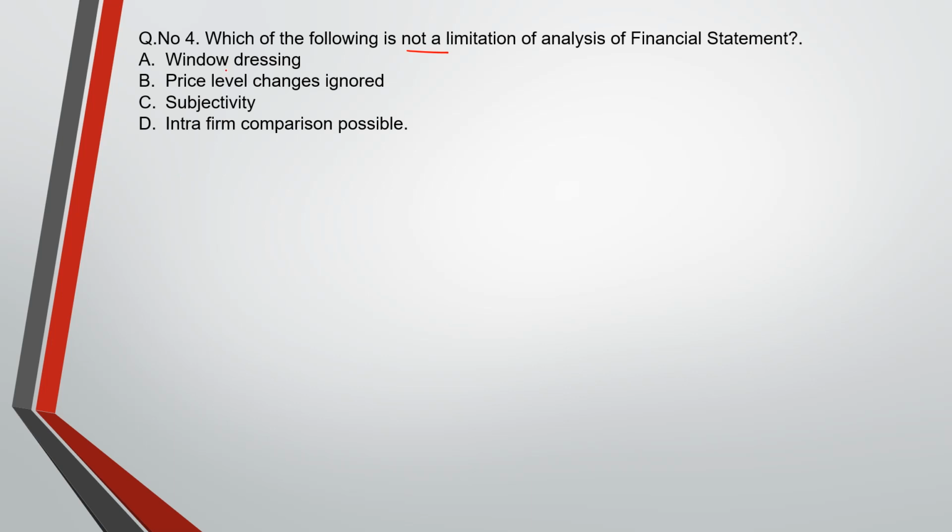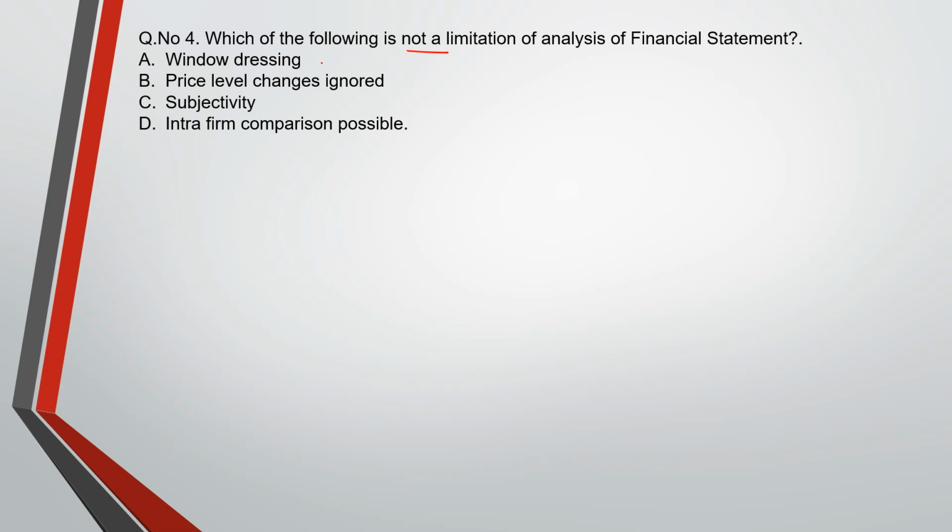So, out of this, if you see, window dressing is a limitation, that people might forge or fudge the figures in the financial statement so that very good ratios come out when ratios are applied. That is window dressing. So that is a limitation of analysis of financial statement. Second, price level changes are ignored. Yes, the price level changes because of inflation, whatever is the change, that is being ignored. We are just taking the figures of the previous years, comparing them with the other years, and we are doing the analysis. So the price level changes that have taken place are not considered.